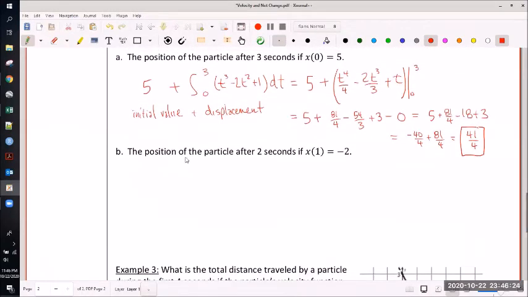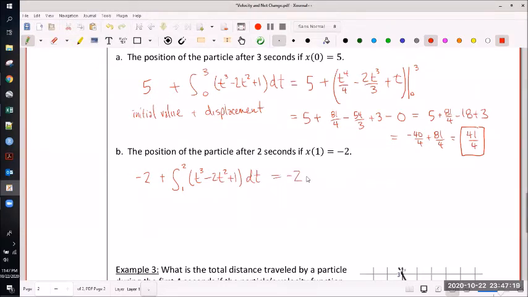Okay, for this next problem, we'll find the position of the particle after 2 seconds if x of 1 equals -2. So its position at t equals 1 is -2, and we want to know the position of the particle after 2 seconds. So what we'll do here is, again, take its initial value as -2, and then we just want to find its displacement between 1 and 2. That'll tell us where its position is at t equals 2. So again, we have the velocity function here, t cubed minus 2t squared plus 1. We're integrating with respect to t.